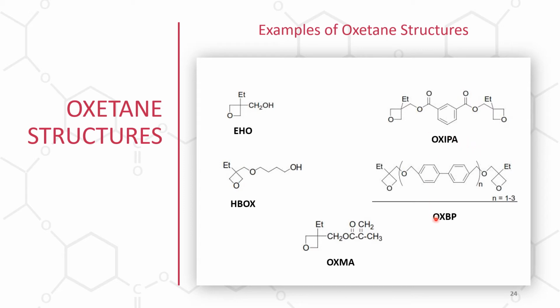OX-IPA and OX-BP, so much larger systems. You get different properties there, of course, and OX-MA. So you're not restrained to using just a single oxetane. There's a selection, and all of these will give you slightly different properties.